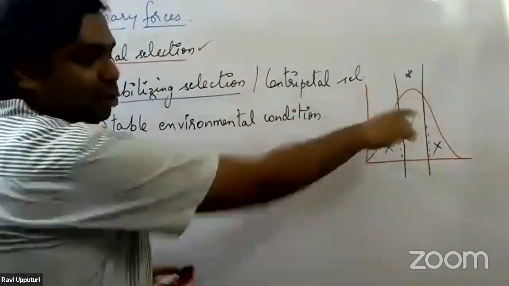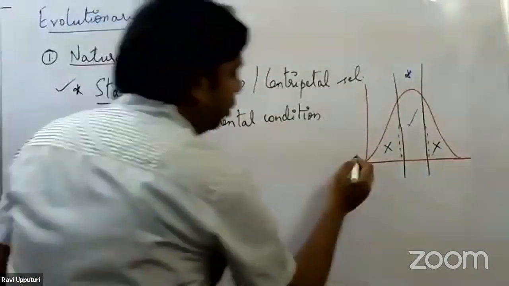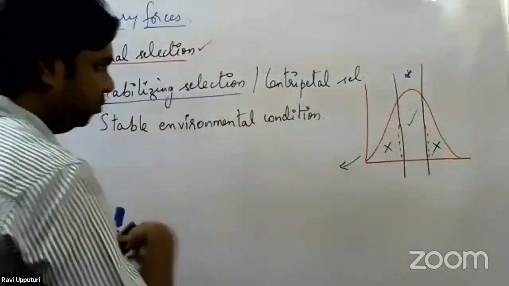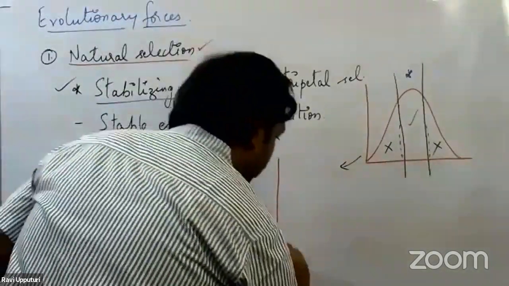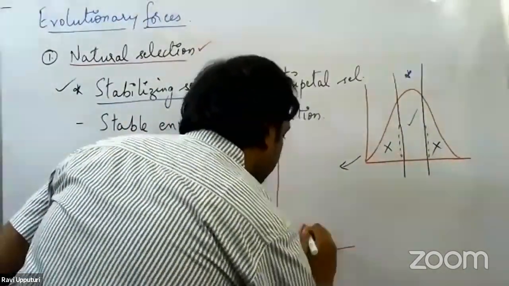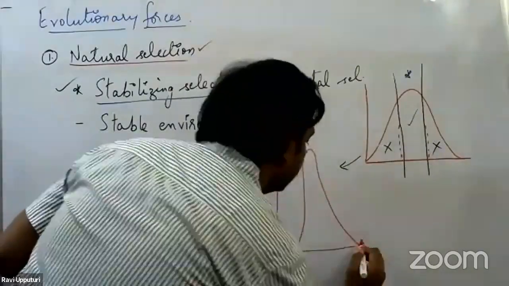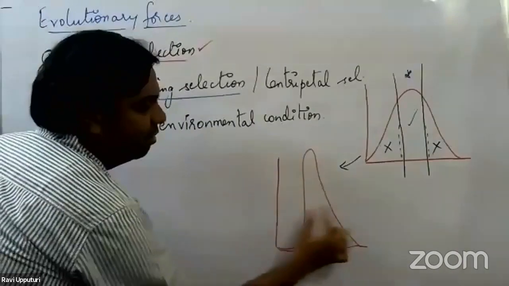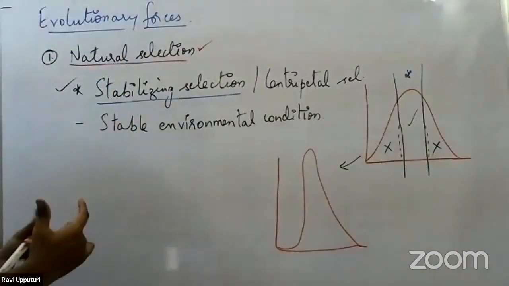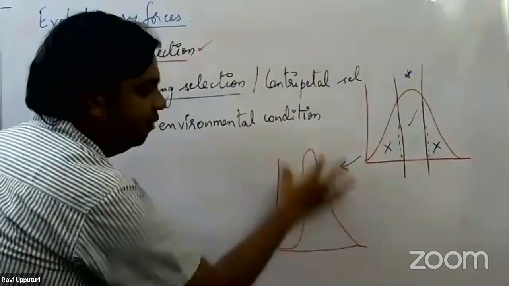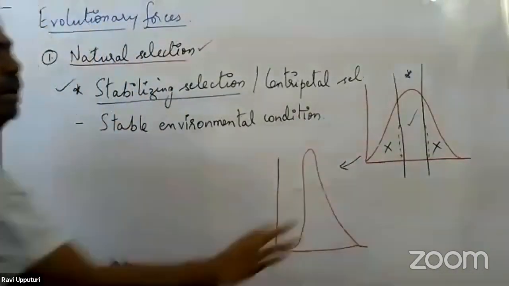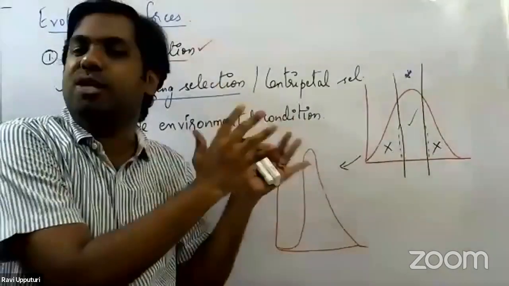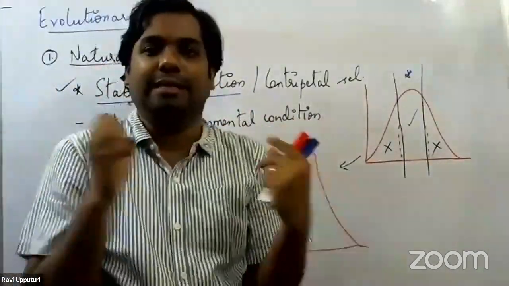So this curve, which was like that, after the process of selection, would become somewhat like this, right? Why would it become somewhat like this? Because the individuals present in both the extremes are being eliminated, as a result of which the individuals possessing the average phenotype are alone selected by nature. Clear? This type of selection we call stabilizing selection.